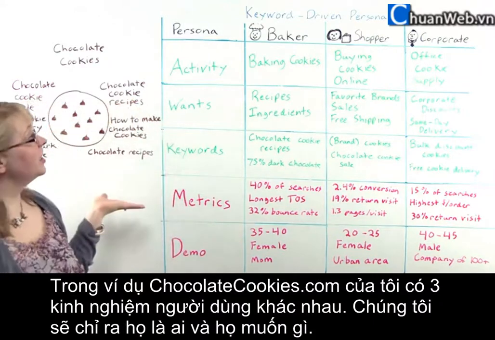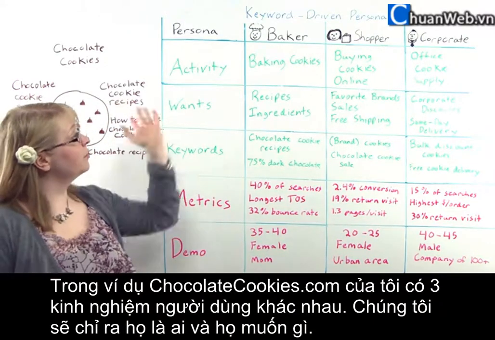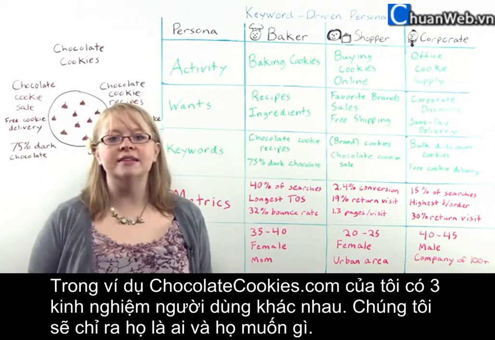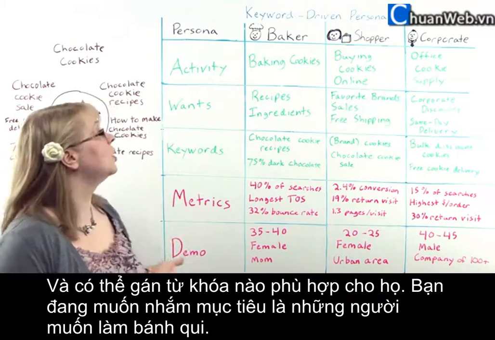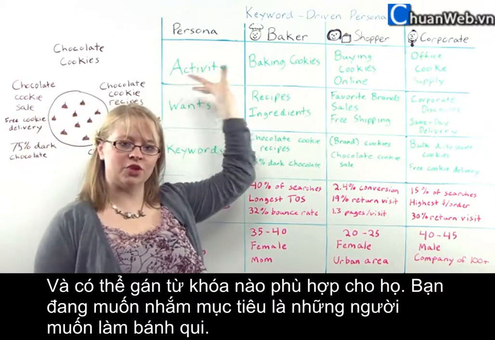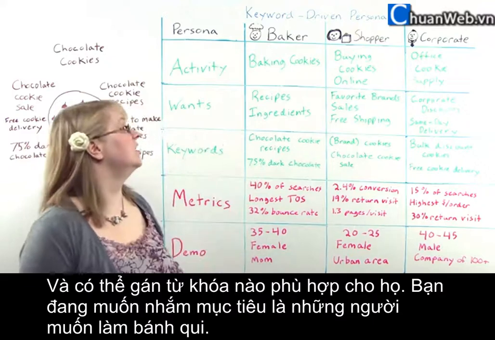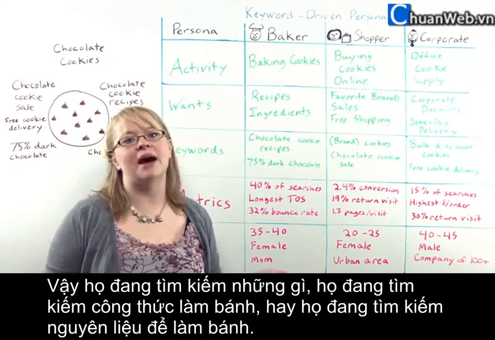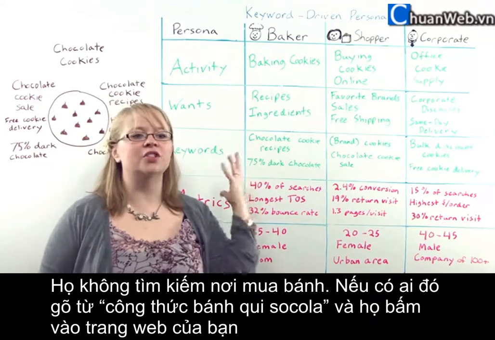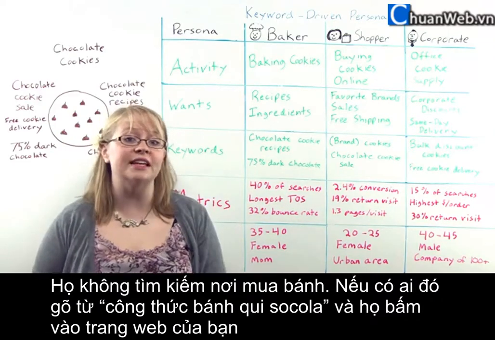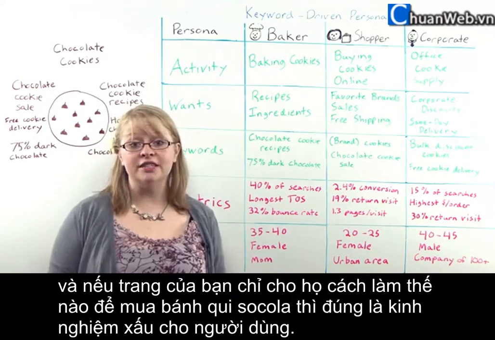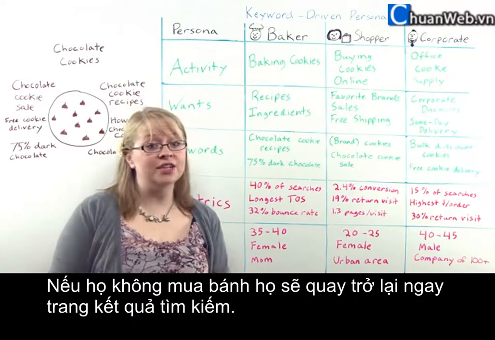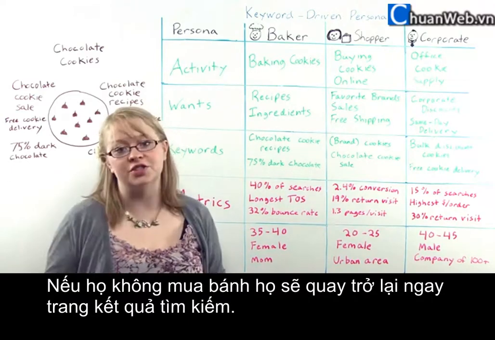So in my chocolatecookies.com example, we've got three different personas, and we've mapped out who they are and what they want, and now we can actually assign keywords to them. Say you're trying to target people who want to make cookies. They're looking for recipes, they're looking for ingredients, they're not looking to buy cookies. Somebody Googles chocolate cookie recipes and clicks through to your site, and it's a page about how you can buy cookies from you. That is a bad user experience. Those people are not going to buy cookies, and they're going to bounce right back to the search results.